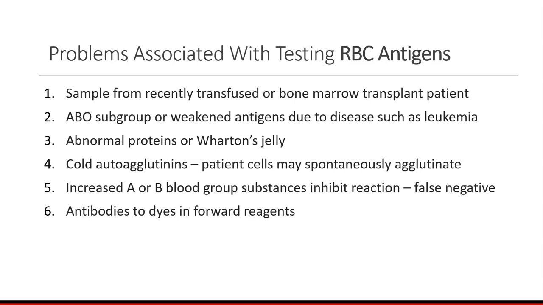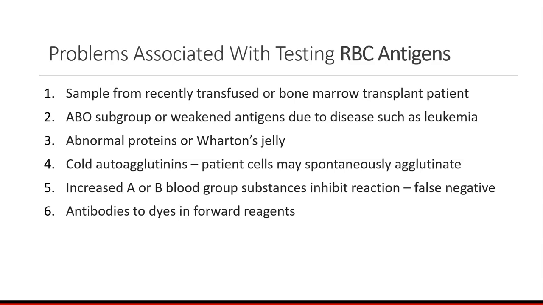ABO subgroup or weakened antigens due to disease such as leukemia. We talked about this extensively. In ABO subgroups, you have more H and less of the subgroup antigens, either A or B. So we can get maybe a 3+ or a 2+ in our forward reaction. You must have 4+. Leukemia can actually suppress the expression of ABO antigens on the cells to where you'll get a false negative or a very weak reaction. That's why I say if you get less than 4+, you need to look at that, as something's not right.